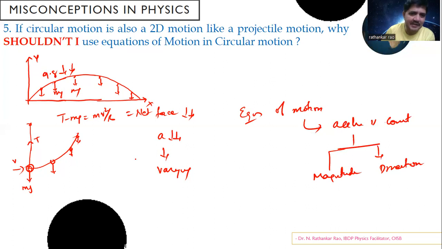And here you see the net force, initially here it is directed like this. Here it is directed like this. Here it is directed like this. Everywhere it is changing like this, right? So direction is not constant.